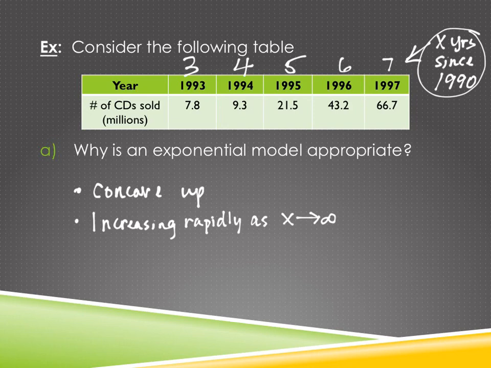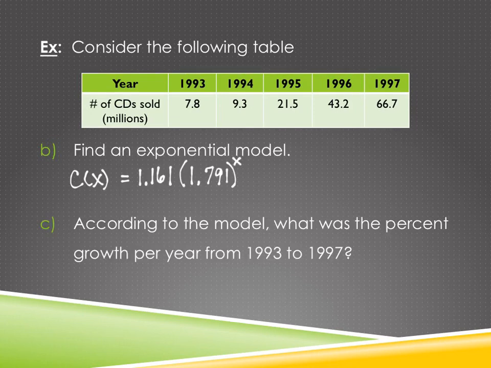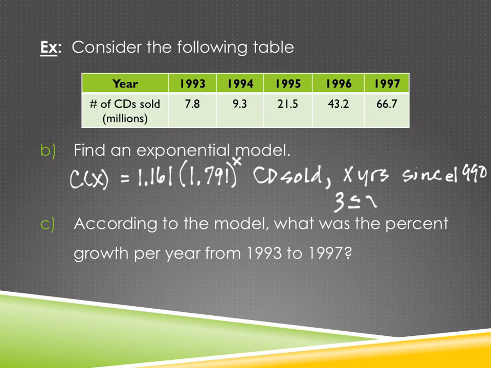Okay, give me one more minute. We'll finish up the last two details and I'll let you go, okay? What's missing? Well, we're missing the output, the input, the interval. The output is CDs sold. The input is X years since 1990. We already talked about that. And then my interval is not 0, it's 3 to 7. That's the rest of the model, all those pieces.